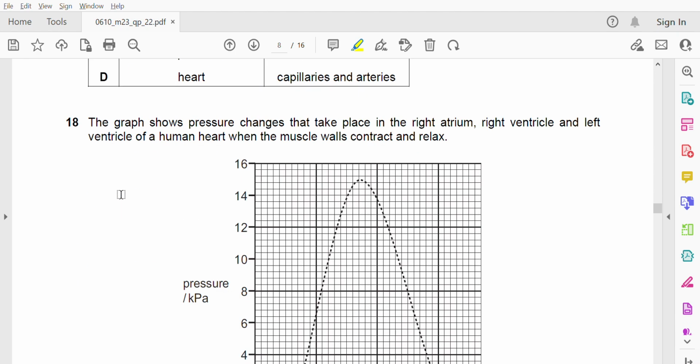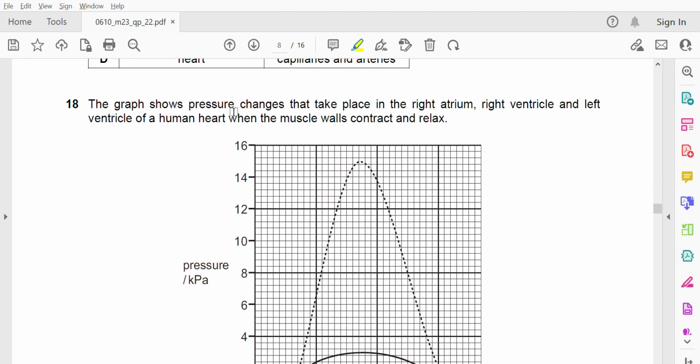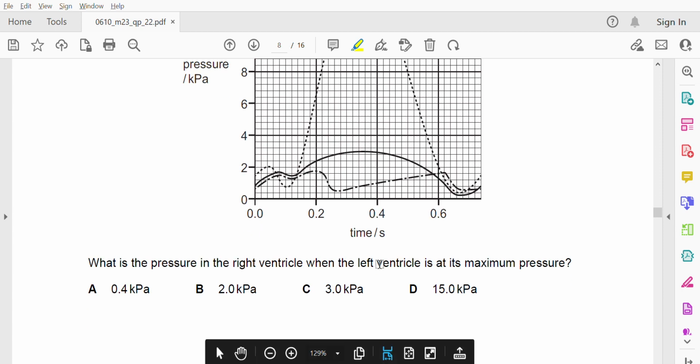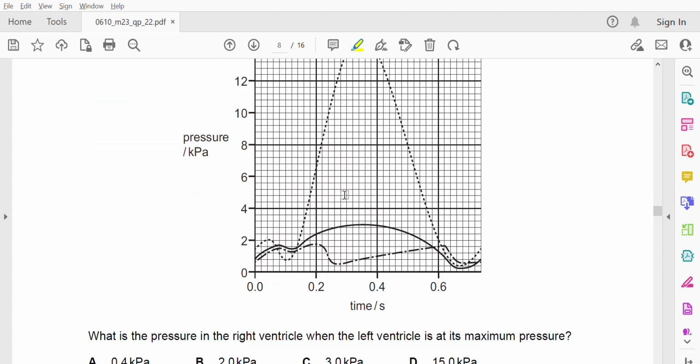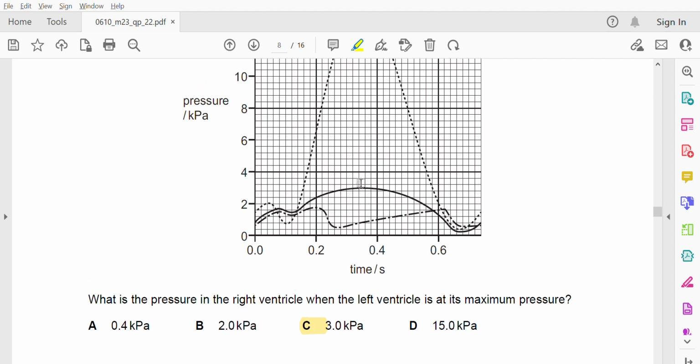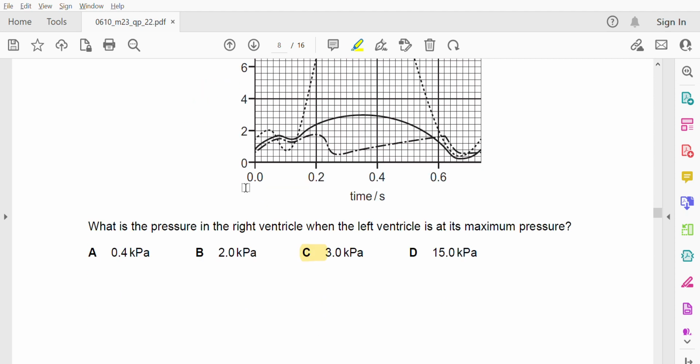And question number 18. The graph shows pressure changes that take place in the right atrium, right ventricle, and left ventricle of a human heart when the muscle walls contract and relax. What is the pressure in the right ventricle when the left ventricle is at its maximum pressure? The correct answer is 3, because this is the left ventricle.